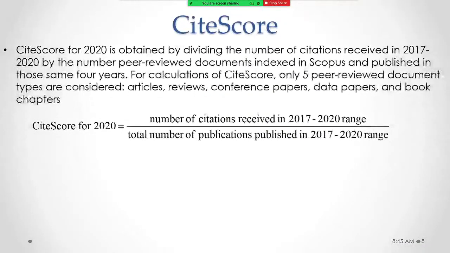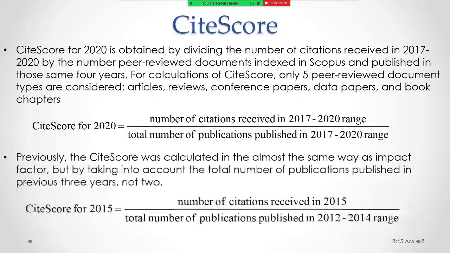The definition of CiteScore is rather similar, but a different time range is taken into account. According to the newest methodology, CiteScore is calculated taking into account the time range between 2017 and 2020. Before, it was calculated by taking the number of citations received in 1 year divided by the total number of publications published in the 3 previous years. And you can say that it is to some extent similar to impact factor.